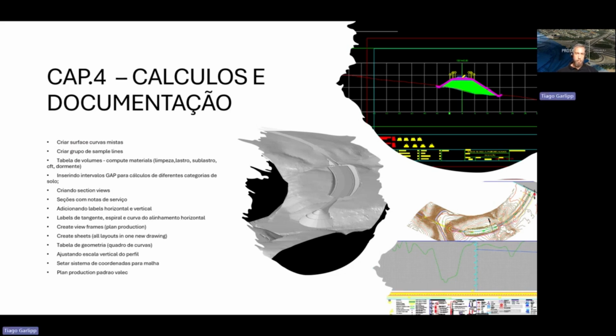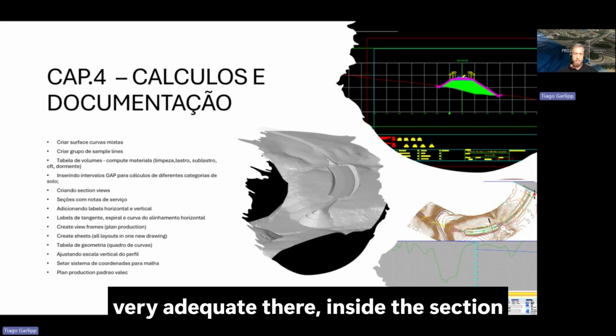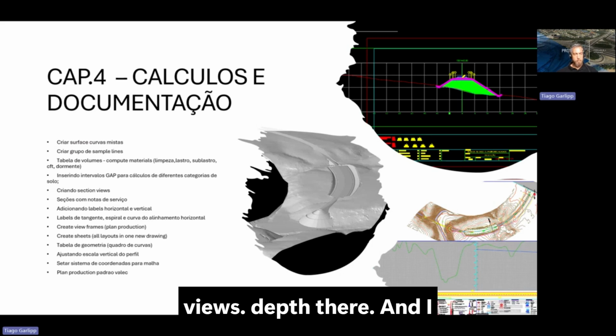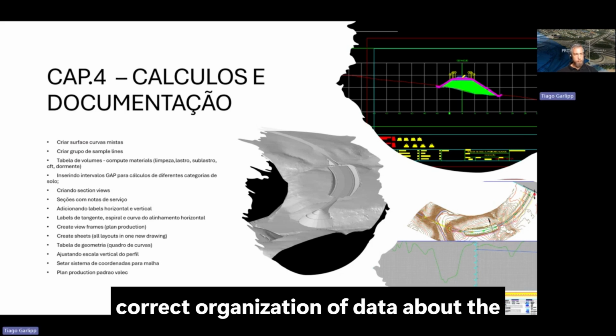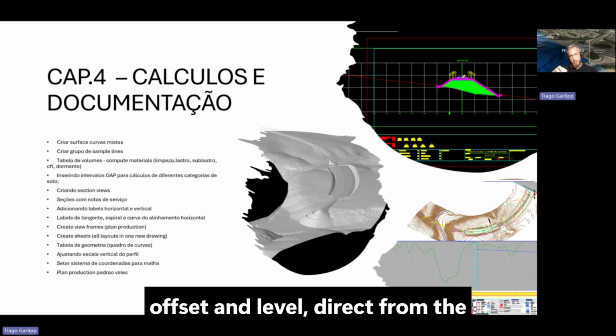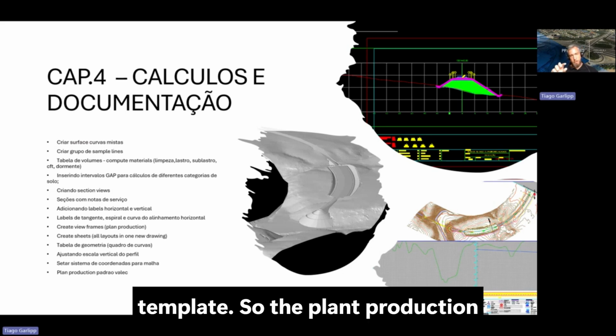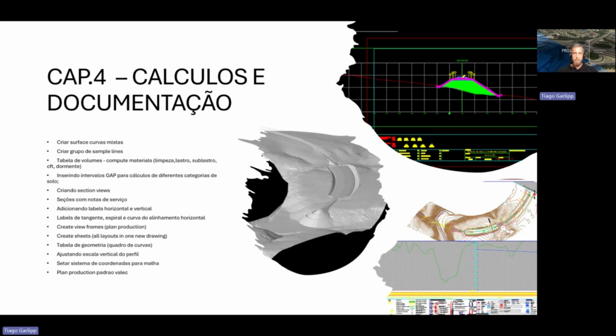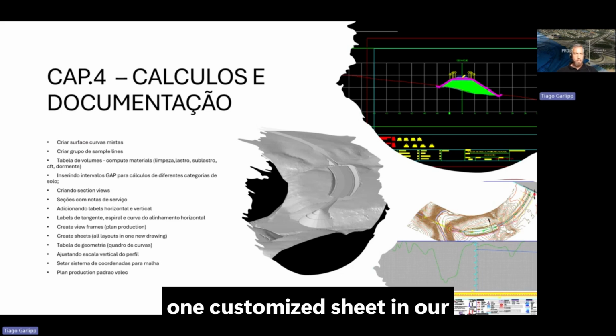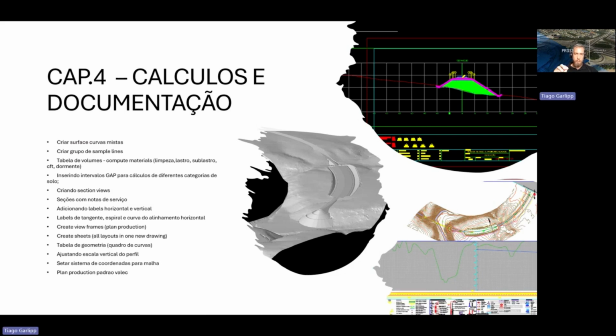You take very adequate information there inside the section views, adapt it there, and import our file to contain the correct organization of data about the offset and level, direct from the template. So for the plant production documentation, you use one separate, customized sheet in our template of view frames. Very interesting.